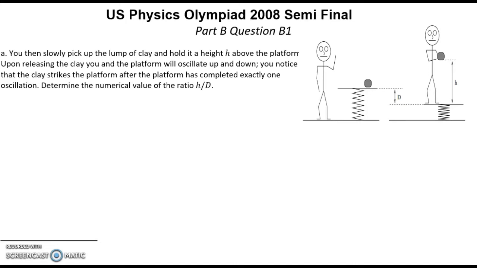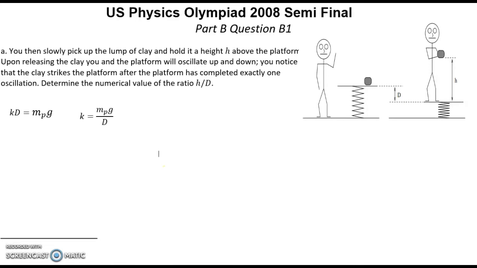So first let's write the equation connecting the distance d, big D, and other parameters. So we have kd equal to m_p multiplied by g. This is from our first assumption. And after that we can find that the constant k equals m_p g over d.